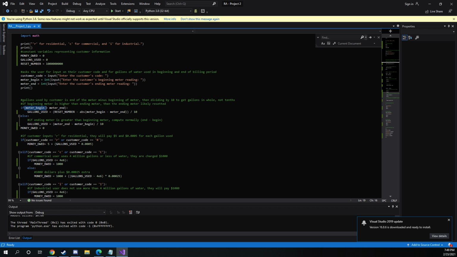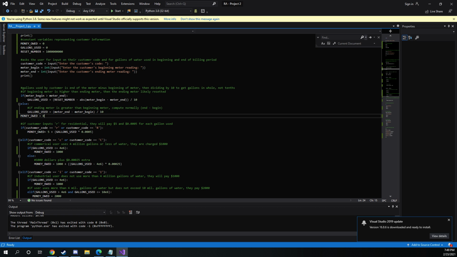If this check was false, if meter begin was not greater than ending meter, then we just go straight to here, where the amount of water they use is just equal to the ending meter minus the beginning meter divided by 10 to get rid of the tenths.